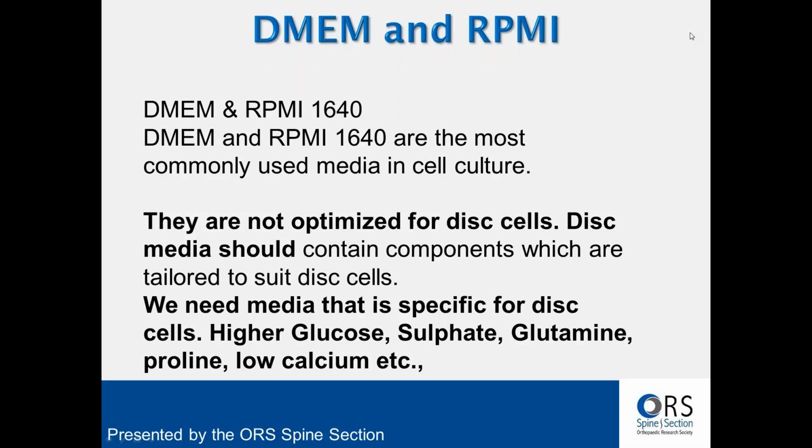It has to have an increased sulfate, because if you are going to stimulate proteoglycan, you have to have increased sulfate. Most of the students, if you ask, don't even check what's in the DMEM. Glutamine is important, proline is important, and this is something that we found very recently, that you need a low calcium. Again, DMEM and RPMI come in a whole lot of different flavors. So it is very, very important that in this age, we move with the times and have a specific media for disc cells.